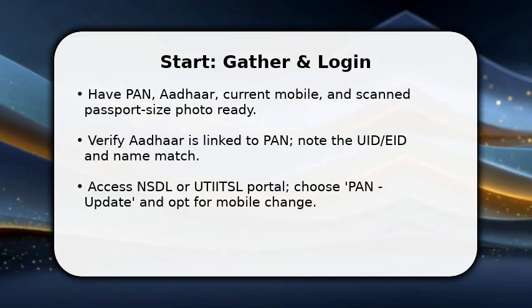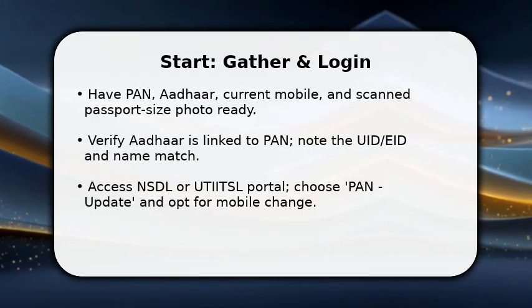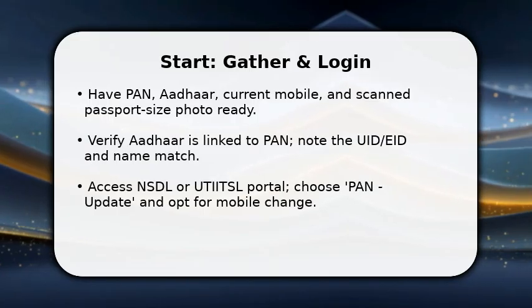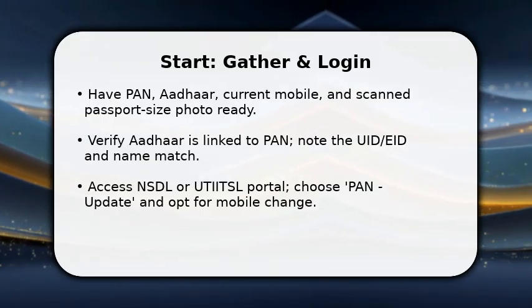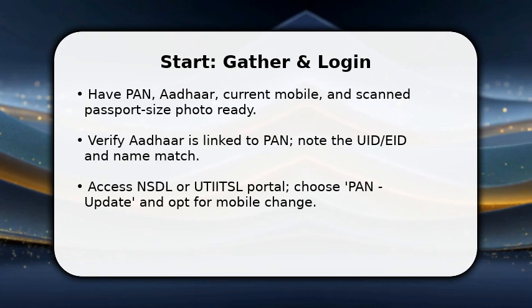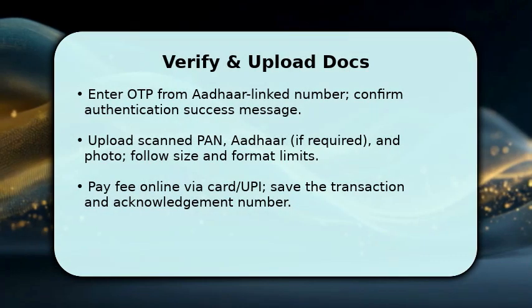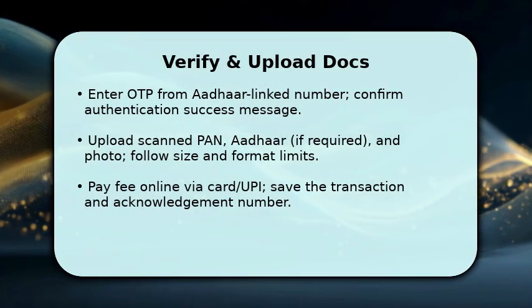You'll be asked to enter PAN, Aadhaar, and the new mobile number. Enter details exactly as on Aadhaar to avoid mismatch. Then request OTP on your Aadhaar-linked mobile to move to the next verification step. After OTP authentication, you'll reach the document and payment stage.